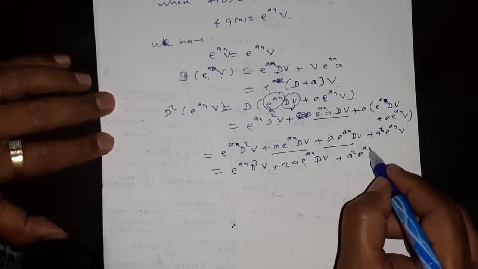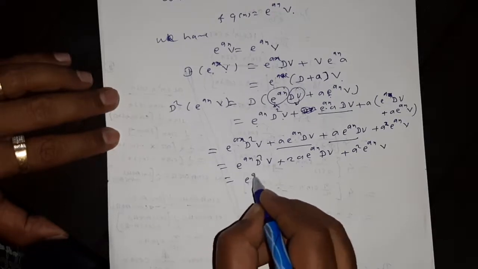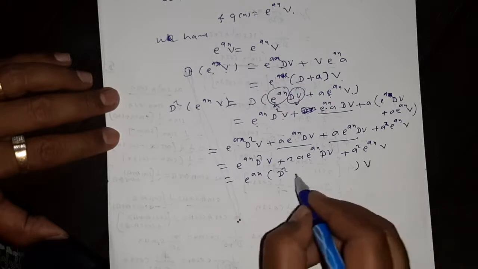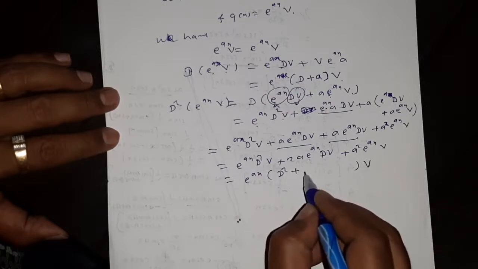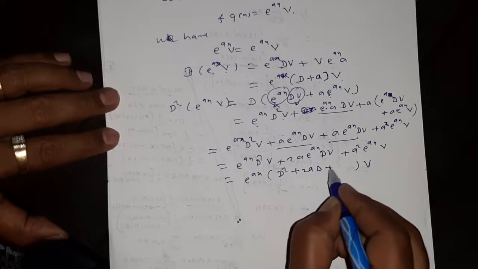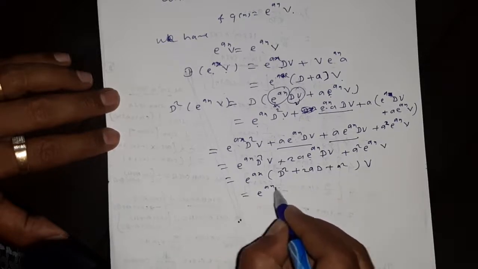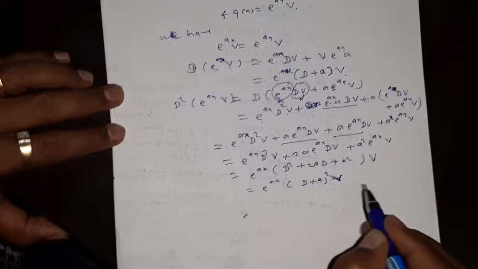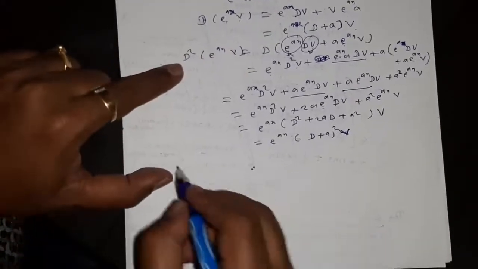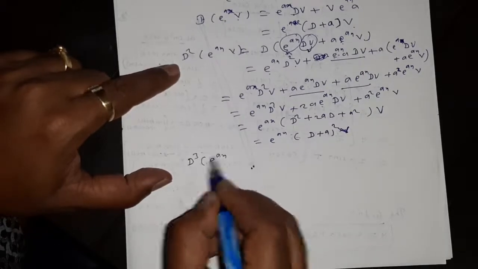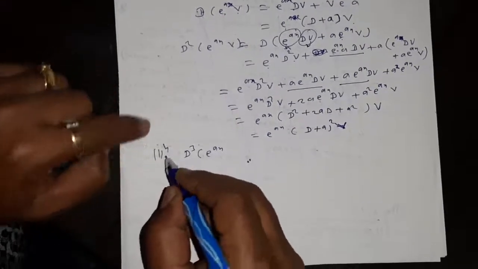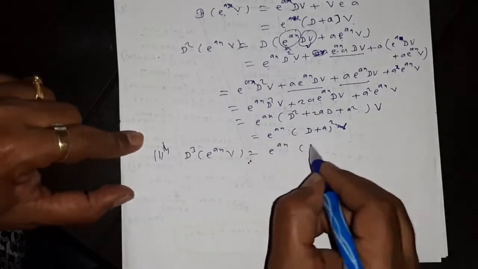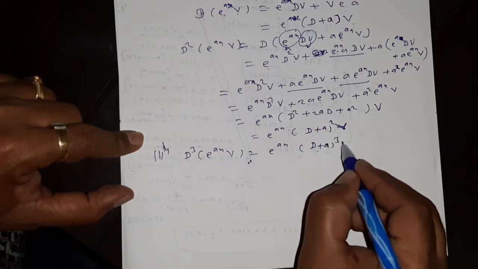plus a squared e raised to ax v. And so take this e raised to ax common to the left side and this v to the right side. So D squared plus 2aD plus a squared. And the value of this bracket is (D plus a) squared v. So D squared e raised to ax v is e raised to ax (D plus a) squared v. Similarly, D cubed e raised to ax v is e raised to ax (D plus a) cubed v.